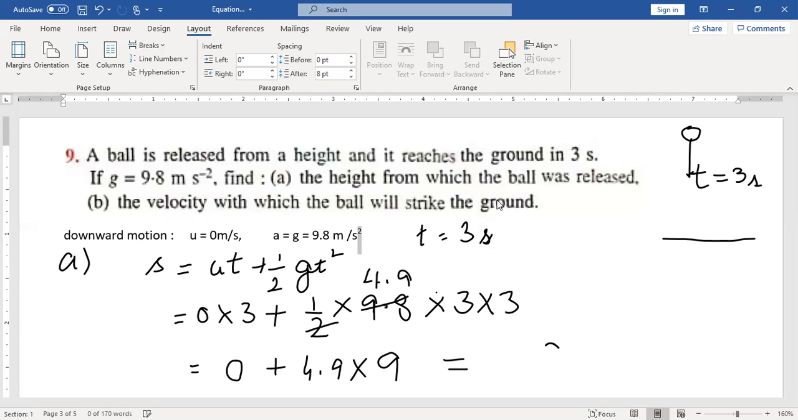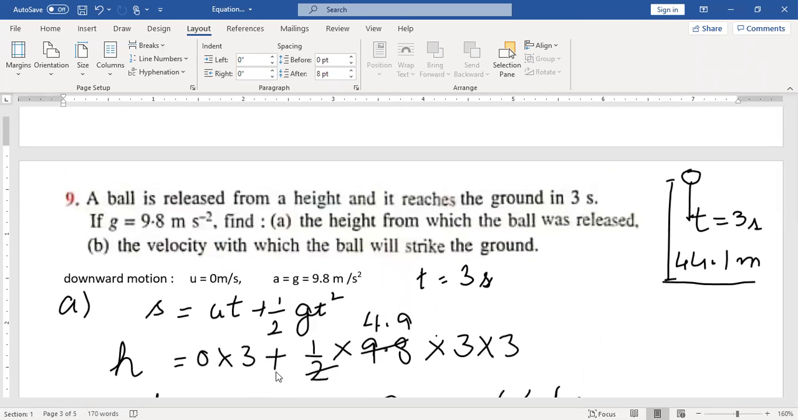So what will it become? 9 nines are 81, so 8 coming here, and 9 fours are 36. So 36 plus 8 becomes 44. So our answer is height will be equal to 44.1 meter. That means the ball and the ground are separated by a distance of 44.1 meter. So this is the height from which the ball was released.